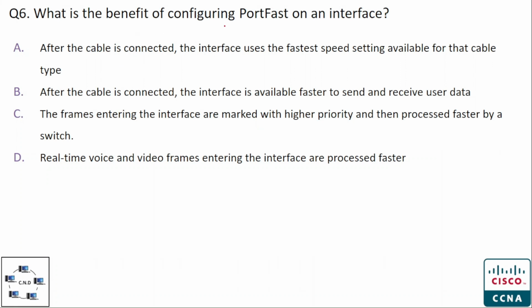Question number 6. What is the benefit of configuring PortFast on an interface? And the options are option A. After the cable is connected, the interface uses the fastest speed setting available for that cable type. Option B. After the cable is connected, the interface is available faster to send and receive user data. Option C. The frames entering the interface are marked with higher priority and then processed faster by a switch. And option D. Real-time voice and video frames entering the interface are processed faster. And the correct option is that when PortFast is configured on an interface, it has the effect that after the cable is connected, the interface is available faster to send and receive user data.